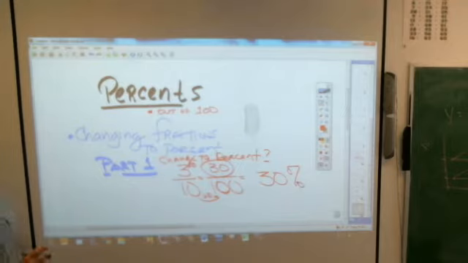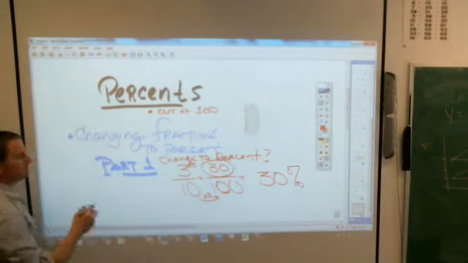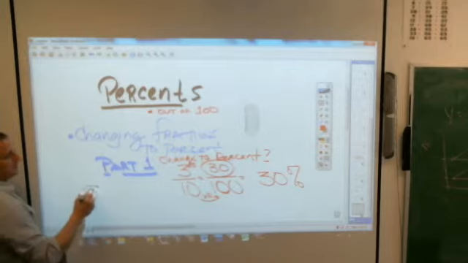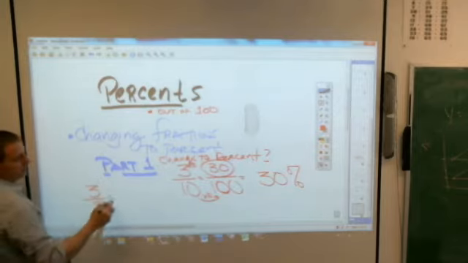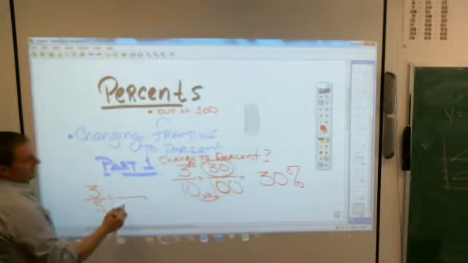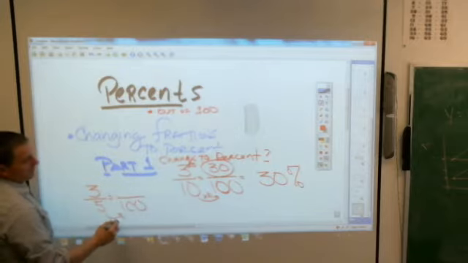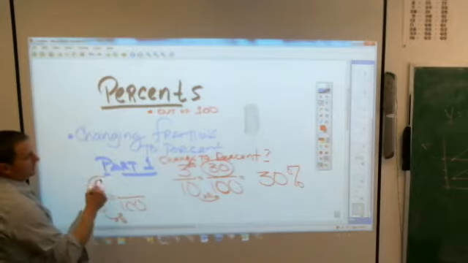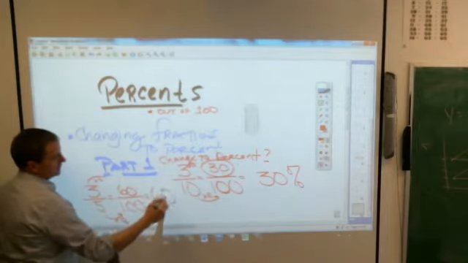And the reason this is part 1 is because not always are they that easy. A lot of times a fraction won't go evenly into 100. That will be part 2, but we're not at that part yet. So if it's 3/5, what percent is 3/5? Well, you'd have to change the bottom to 100, and 5 does go into 100. What's 5 times what is 100? 20. So if you multiply the bottom by 20 and the top by 20, you get 60 over 100, which is 60%.